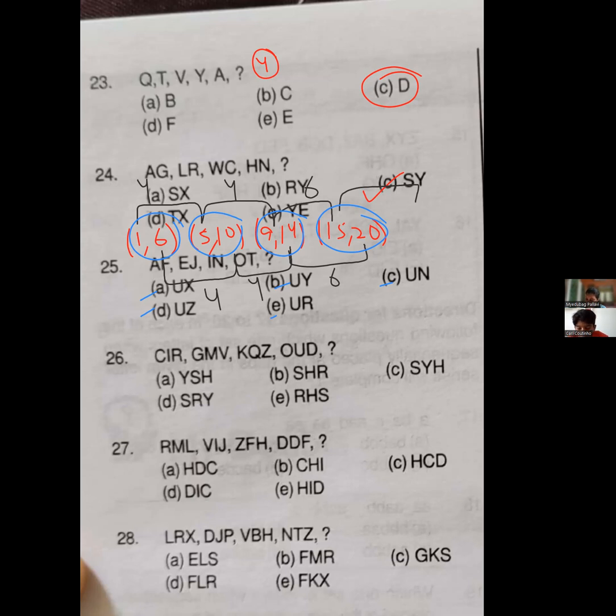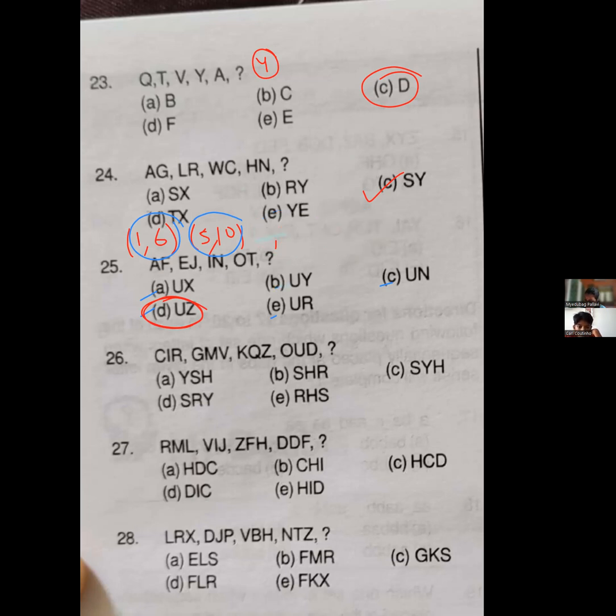So see, it's not necessary that every time we have to look at it in series form only. It's not necessary, right? Yes. So U and Z will be our answer. Correct? Okay. Next one, 26th.